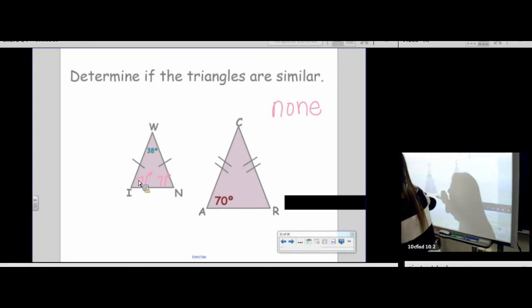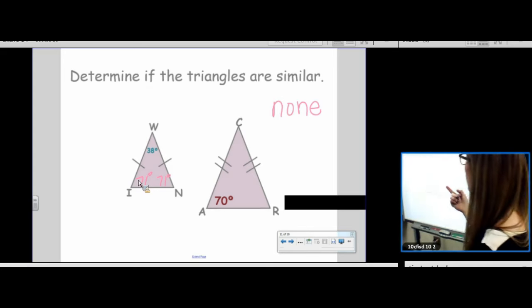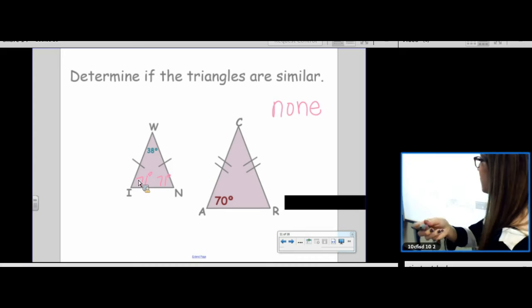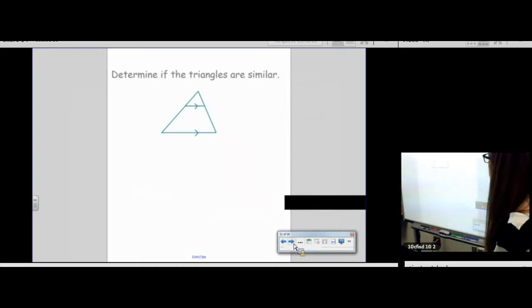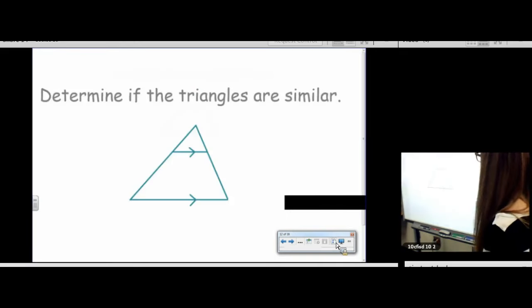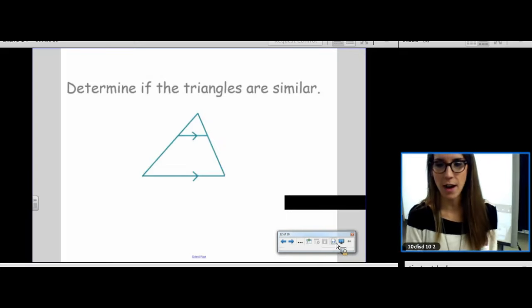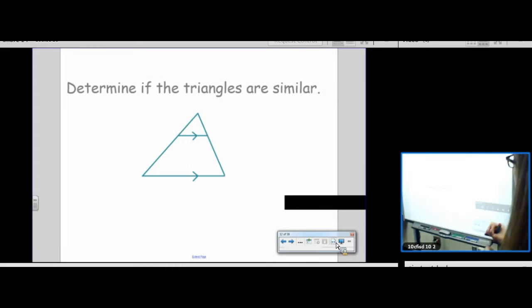Yes? What? I know. I'm not quite ready yet. I'll come over as soon as I'm done teaching them. Okay. Okay, determine if the triangles are similar. I'm going to have to breeze through these. I have to go teach next door because she's sick.